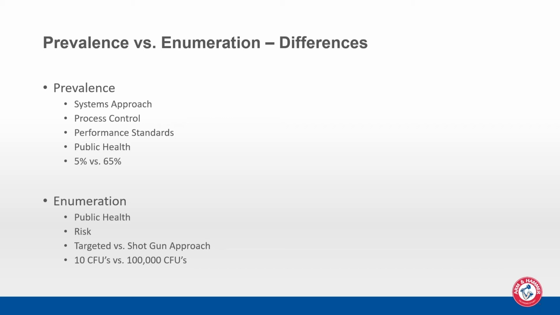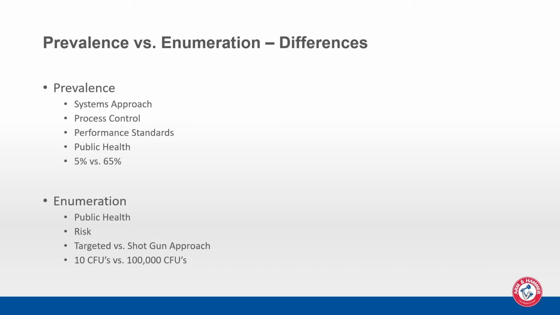So prevalence could impact public health in several ways by performance standards that impact Healthy People 2030 objectives. And I just put down an example, 5% versus 65%. Is that good? Is that bad? It seems like a higher prevalence versus the other. When it comes down to enumeration, again, that does have an impact on public health, but more of a risk type based approach. Maybe something like a quantitative microbiological risk assessment. What is the load? How much is there? Are my interventions able to overcome that load? And we'll talk about that later as we get into this presentation.